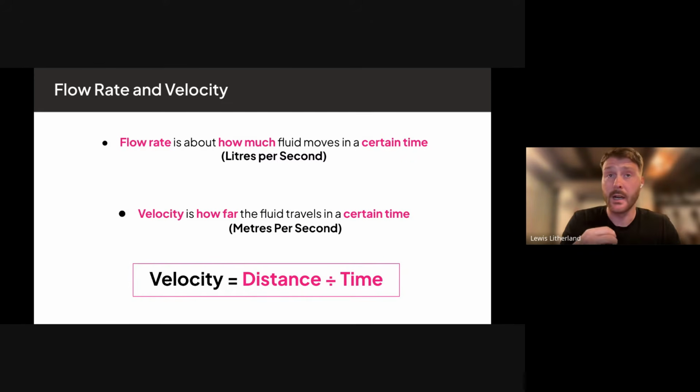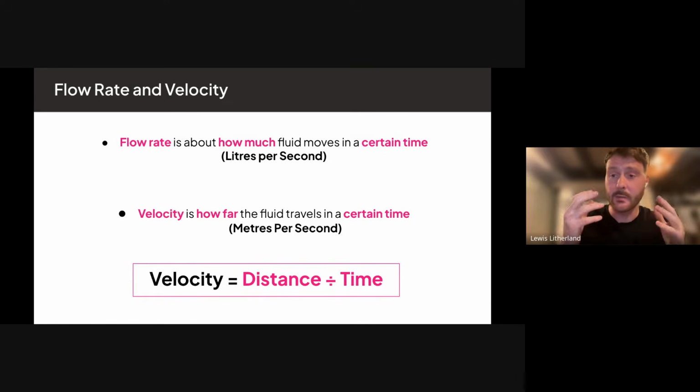Velocity is different than that. Velocity is how far that fluid travels in a certain time. So again, we measure that now in meters per second because we're actually measuring how far it goes. And you can see at the bottom there, the calculation for that velocity is distance divided by time. So again, if you think about that for other practices, like that's just indicating speed in a way.